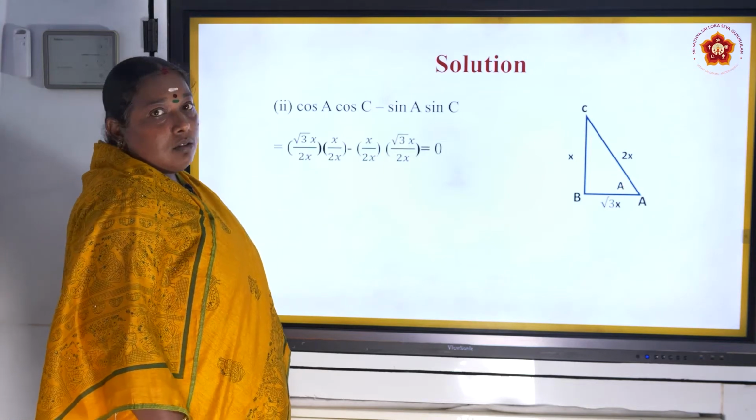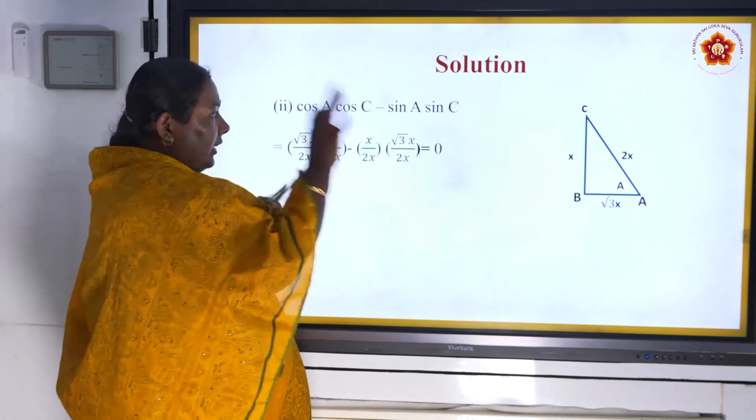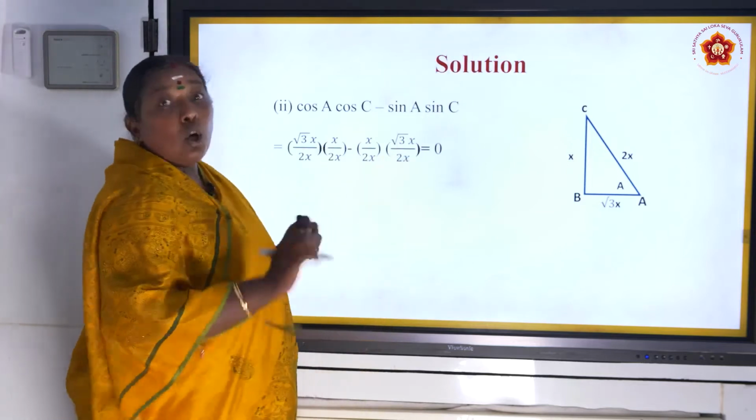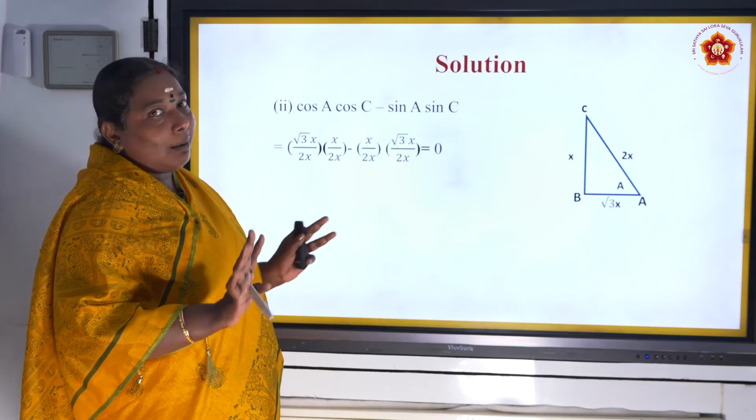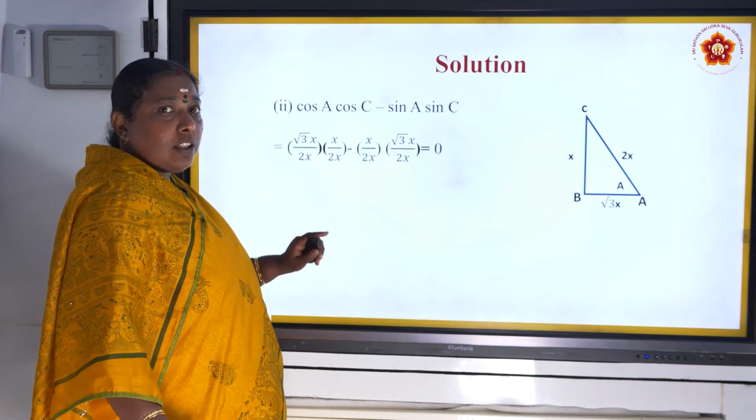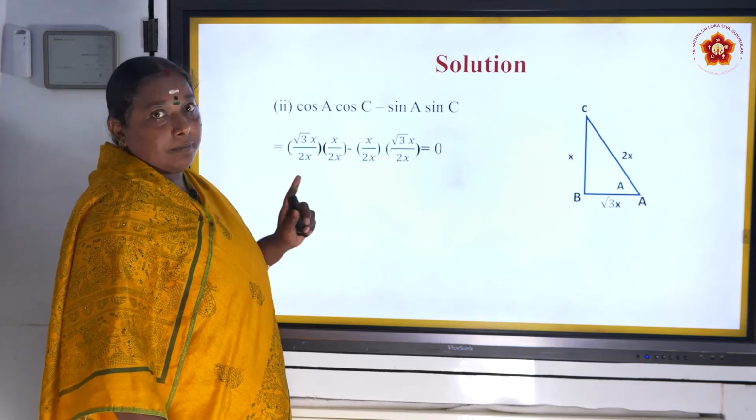That's all. Oh, simply 0. Why do I have to write this and all? I can directly write 0. No. For all the sums it won't come like that. So you have to be very particular about where to see from.